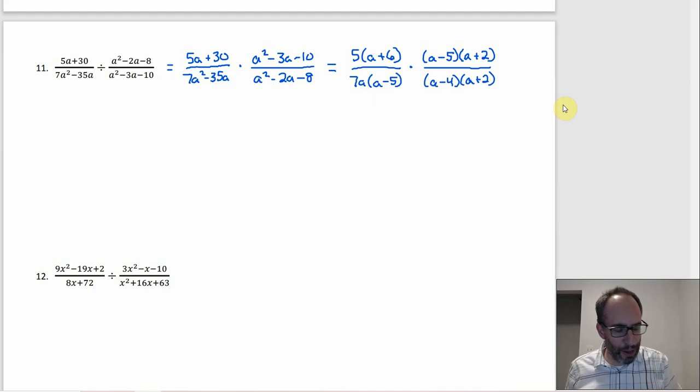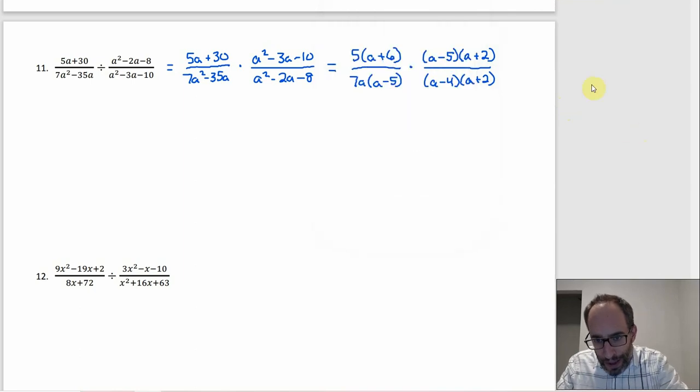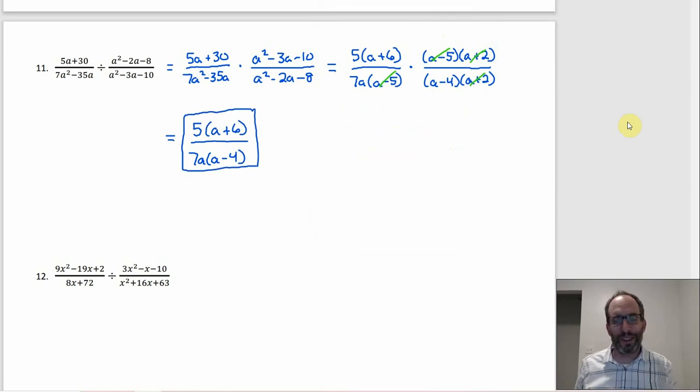And I think at this point, you would think, all right, I'm going to cancel whatever I can cancel, right? And that's what we're going to do. So we can cancel the a minus 5 there with that a minus 5. And we can cancel the a plus 2's. And it looks like that's it. So what we're going to end up with here for an answer is 5 times a plus 6 over 7a times a minus 4. And that is it. So that one doesn't work out quite as clean as 7, 8, and 9 did, at least as far as the final answer goes.